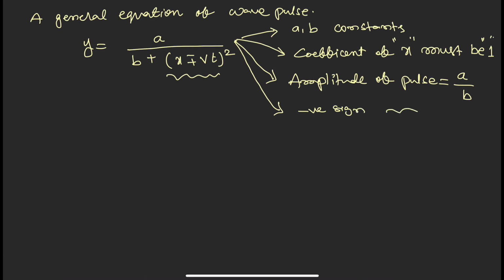Okay, so next one, negative sign means forward direction of wave. Positive sign, if you write positive sign, means backward direction, along the negative x-axis.